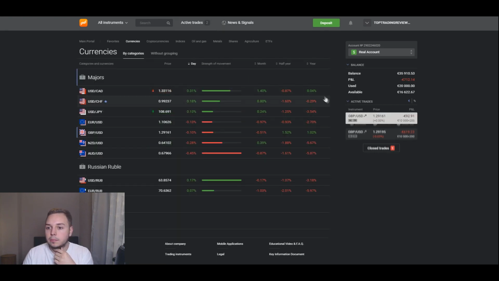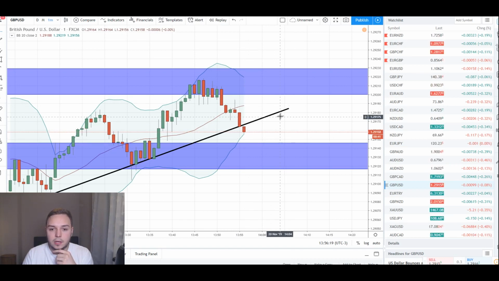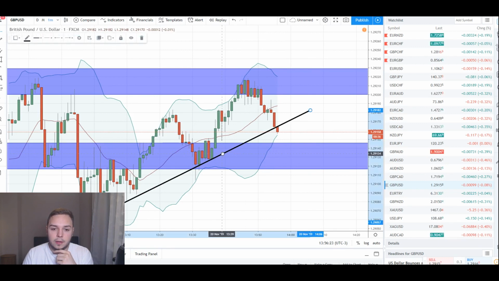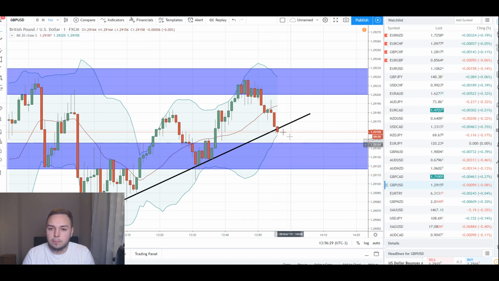There we go. We're gonna place 2 trades now. Let's have a look. GBP USD, I think it's gonna go back up, to be fair, because it is on a trend line. Let's make this trend line a little bit more correct. There we go. And it is gonna start breaking our Bollinger Band as well, which is a good indicator.